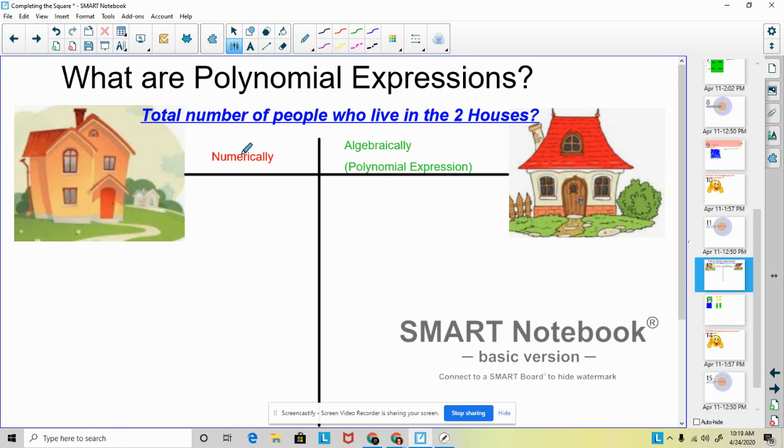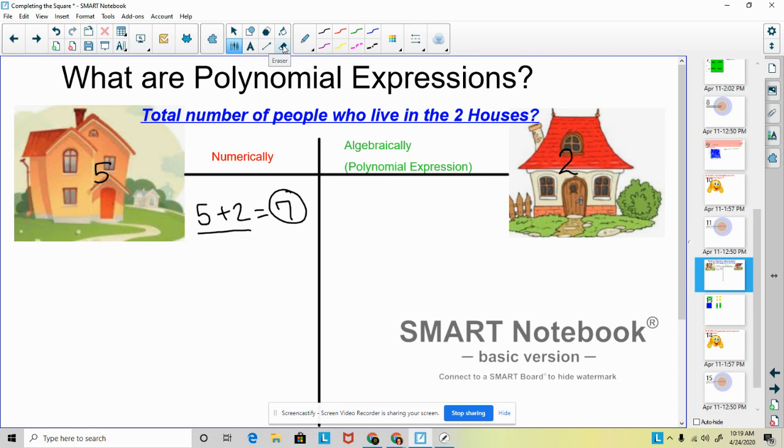If I express that total numerically, let's say there are 5 people that live in this house, and there are 2 people that live in this house. The way I would express that numerically would be to take 5 and add that to 2. And quite naturally, I know to add those two numbers together, so I know the total number of people is 7. But this expression right here is what numerically represents the total number of people. This is the expression.